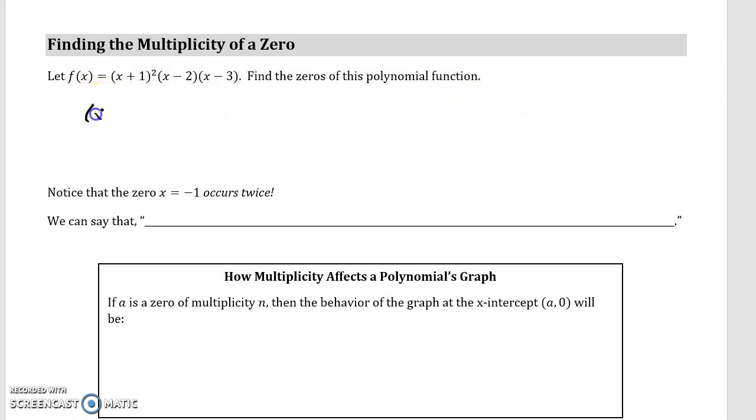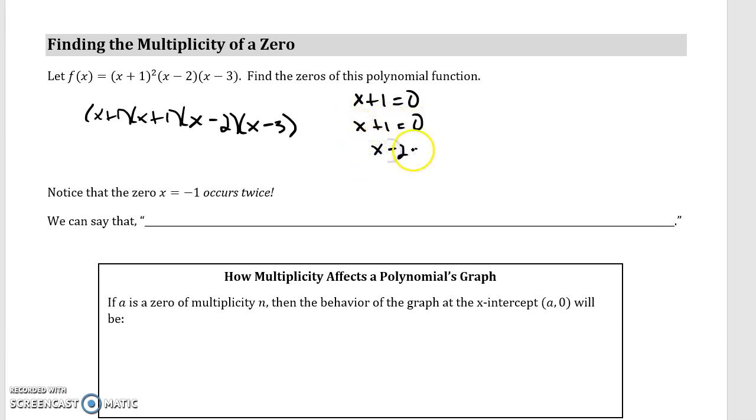This is why. x plus 1, x plus 1, x minus 2, x minus 3. That x plus 1 quantity squared means that you actually have 2 of them. So when you do this, you have x plus 1 equals 0, x plus 1 equals 0, x minus 2 equals 0, and x minus 3 equals 0. So x equals -1, x equals -1, x equals 2, and x equals 3. Notice that the zero x equals -1 occurs twice.